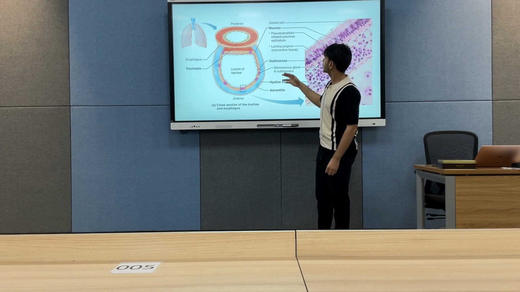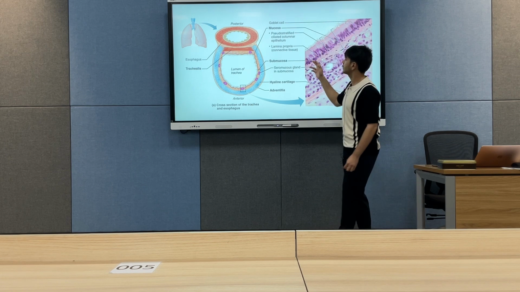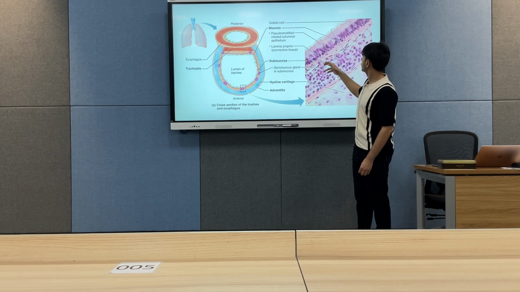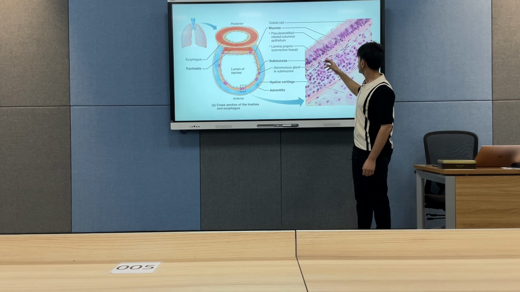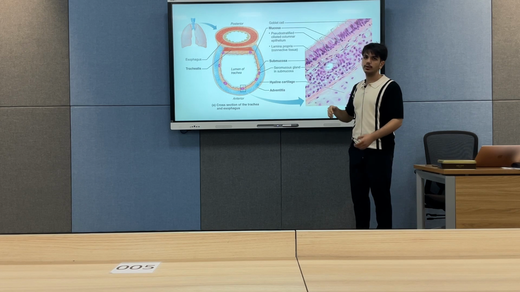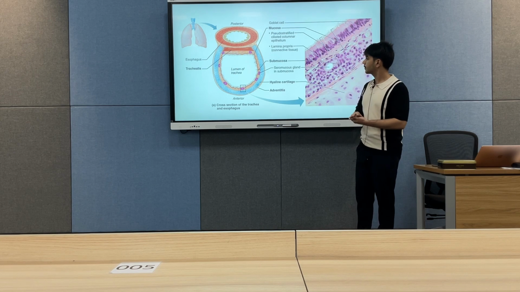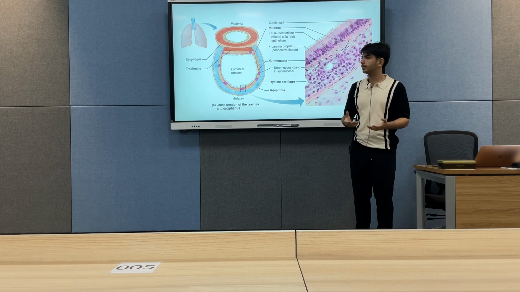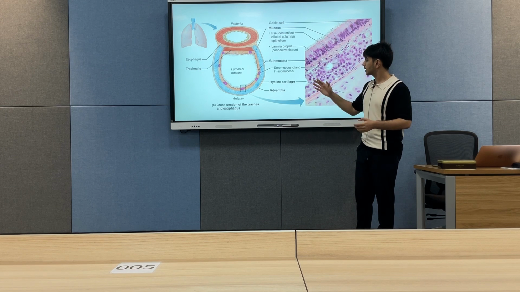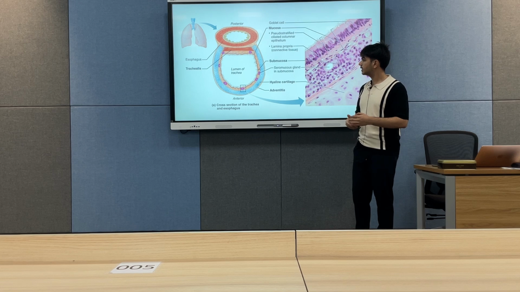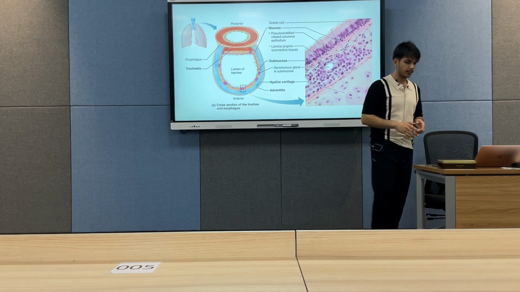We have the mucosa, which is made from pseudostratified ciliated columnar epithelium and the lamina propria. The submucosa is below it, deep to it, and produces the seromucous glands, which produce the mucus that we all know. Hyaline cartilage again borders the anterior portion, and adventitia borders the hyaline cartilage.